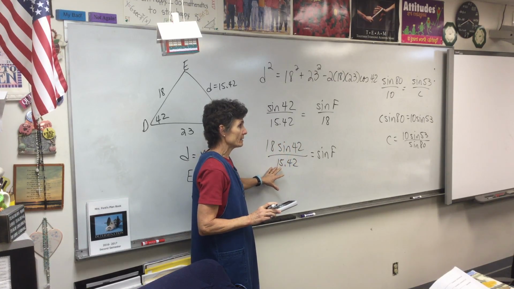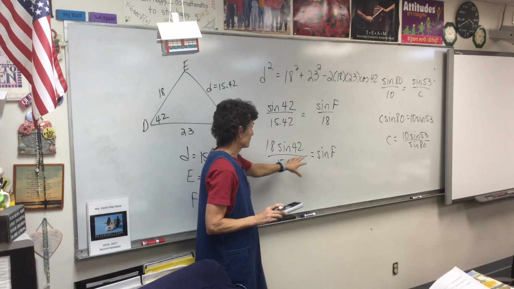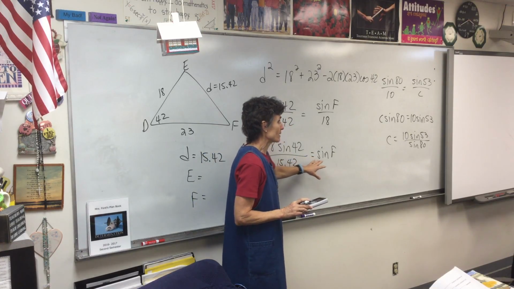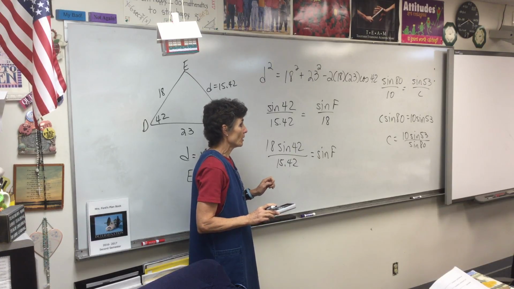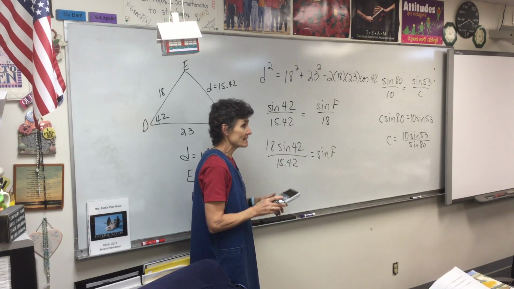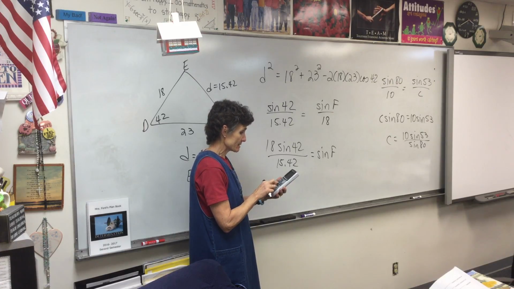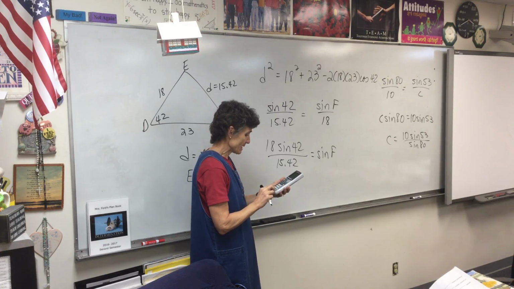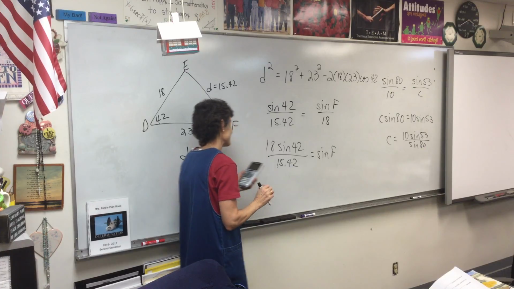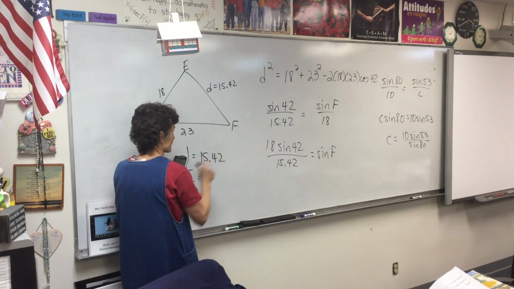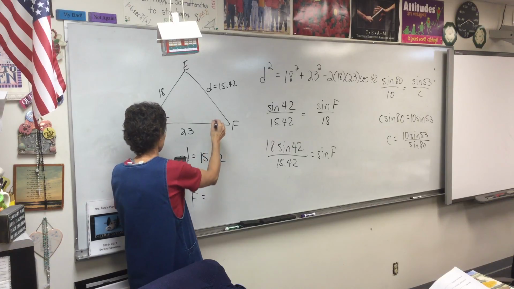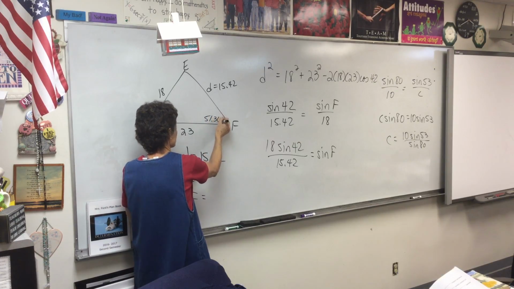What do I do with that? What do I need to do with that to get angle F? No, I don't square it. No, I second sine it. To find an angle, you have to second sine or second cosine, depending on which way you're going. This is a sine. So second sine it, and I got 51.36.